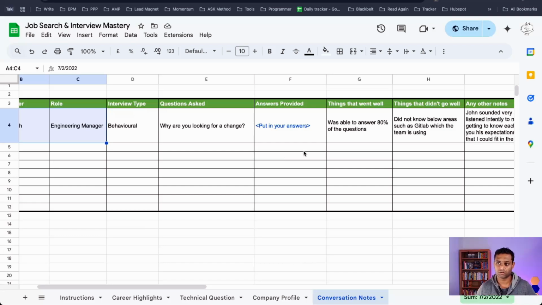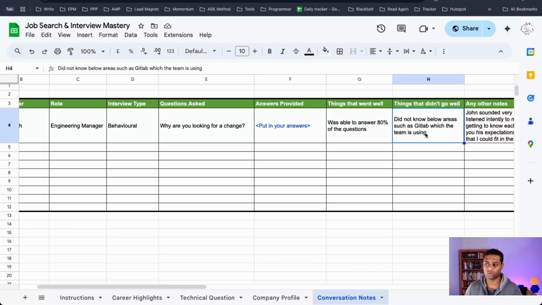That tells you what went well and what did not go well, and what your notes are: your feelings about the person, how the company looks, how you felt in that company, and how your interview went. Jot those notes down. What that does is give you a record of how you're doing.